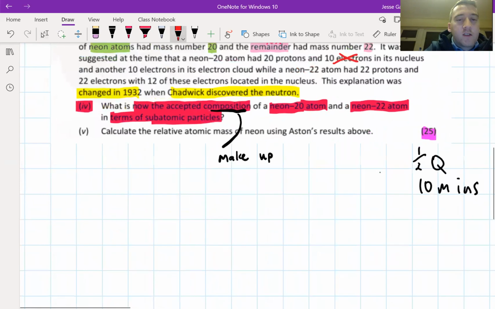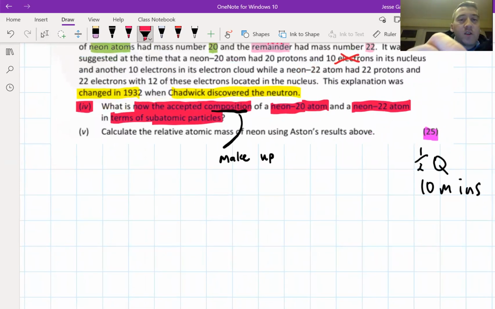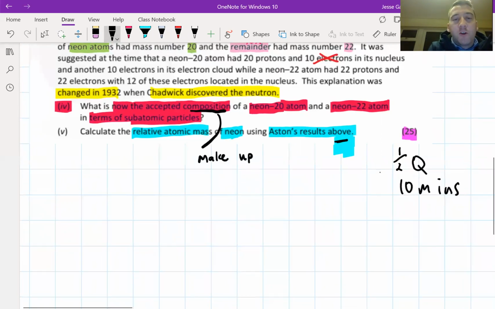There is another part. It says calculate, so different highlighter again. I'm going to do all this dark blue. Calculate the relative atomic mass. Oh, that's not a good color, sorry. Go this lighter blue. Calculate the relative atomic mass of neon using Aston's results above. So the fact it's telling you above means you need to go back to your question.